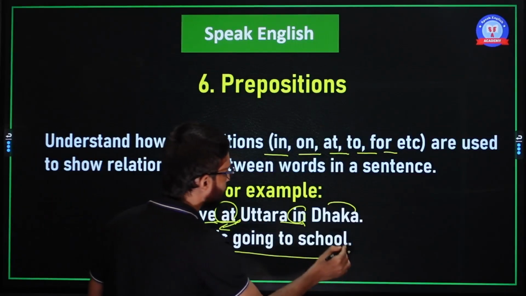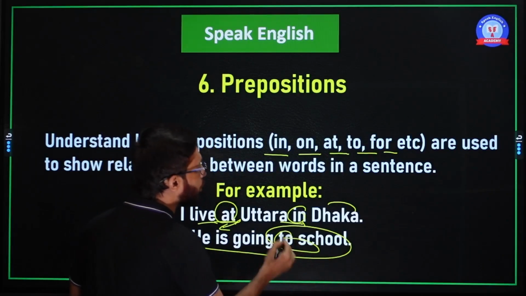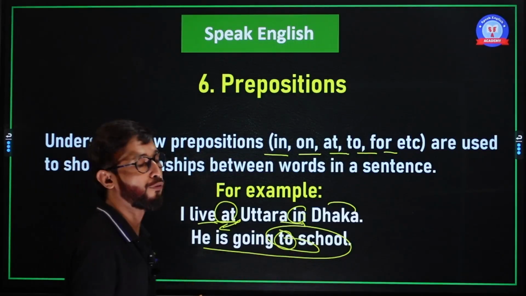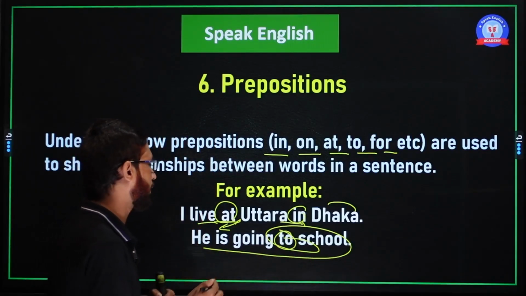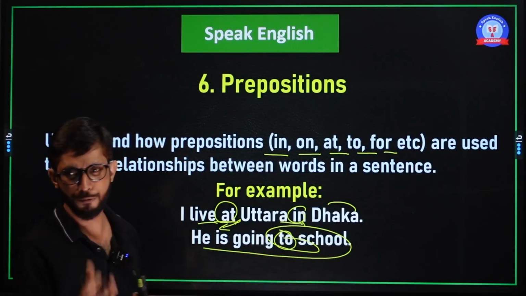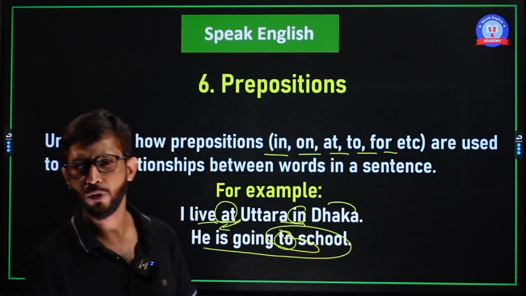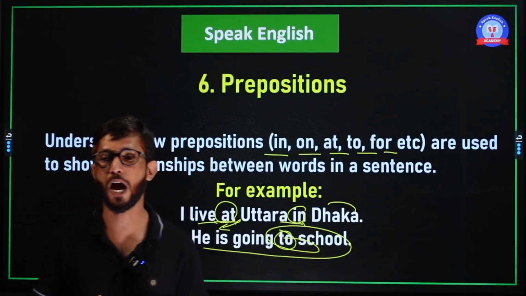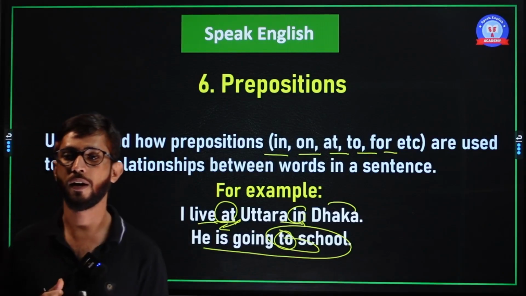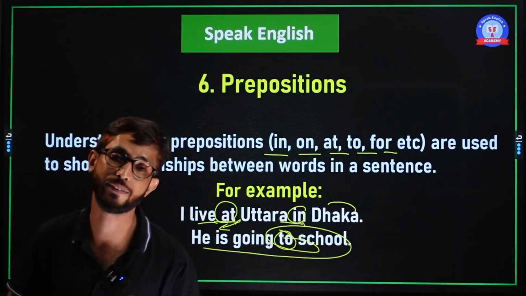Okay, he is going to school. Why "to school"? Why not "he is going for school"? What's the difference between "to" and "for"? So if we want to understand the differences between them, we have to learn how prepositions are used in a sentence, right?